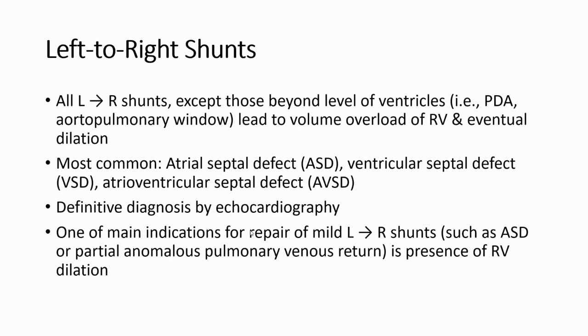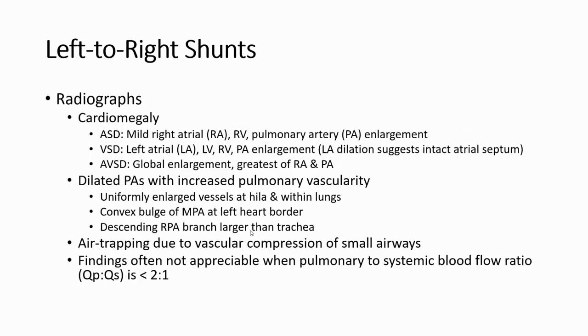Differential diagnosis by echography: one of the main indications for repair of mild left to right shunt, such as ASD or partial anomalous pulmonary venous return, is the presence of right ventricular dilatation. In radiograph, we look for cardiomegaly. In ASD case, there will be mild right atrial dilatation, right ventricular dilatation, pulmonary artery dilatation.